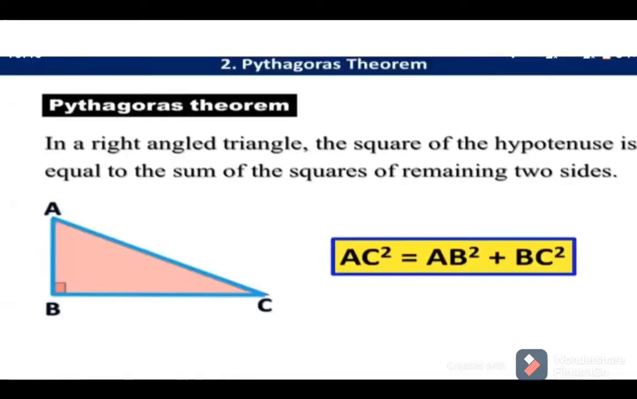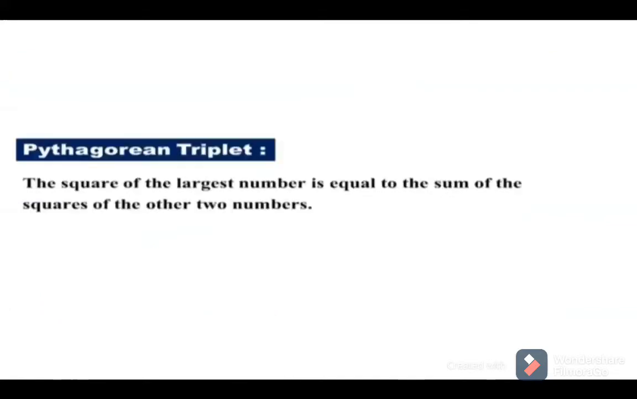Now let's start with the second chapter, that is Pythagoras theorem. What is Pythagoras theorem? In a right angle triangle, the square of the hypotenuse is equal to the sum of the squares of remaining two sides. For example, in triangle ABC, angle ABC is equal to 90 degree. Therefore, AC square is equal to AB square plus BC square.